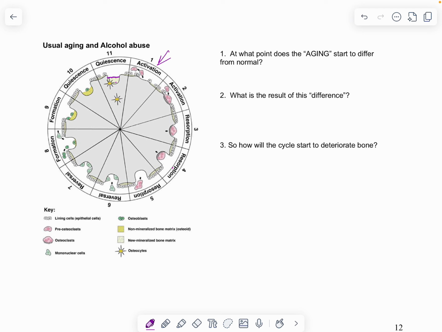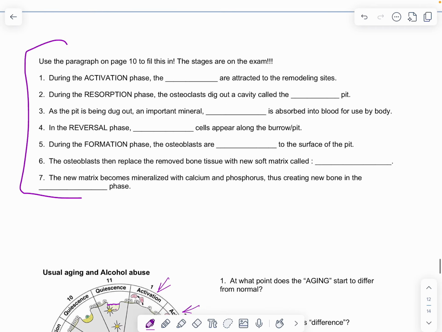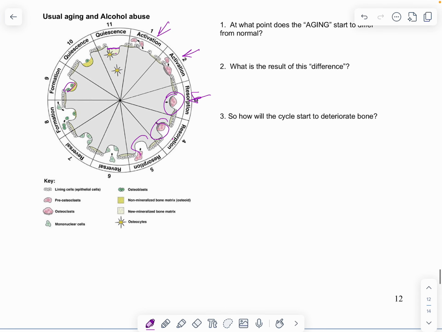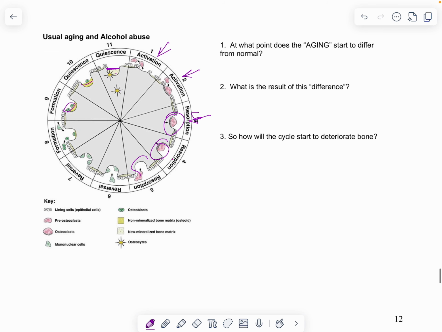We've got activation and resorption. We're digging a pit. Now, look at how in formation, our osteoblasts right here, we only have two there. And here we've got a lot of osteoblasts. So what's going on is we're not laying down as much osteoid. And so when the bone goes through quiescence, it's a smaller bone. So what is the difference? We're digging out more and we are not filling it up as much.